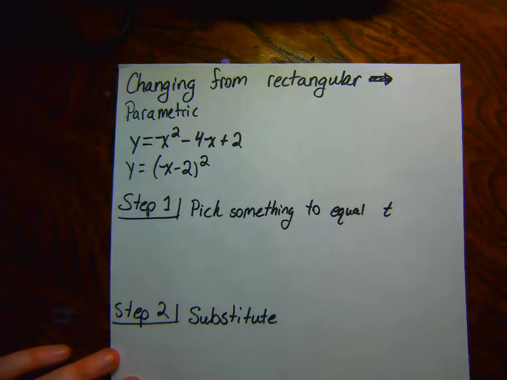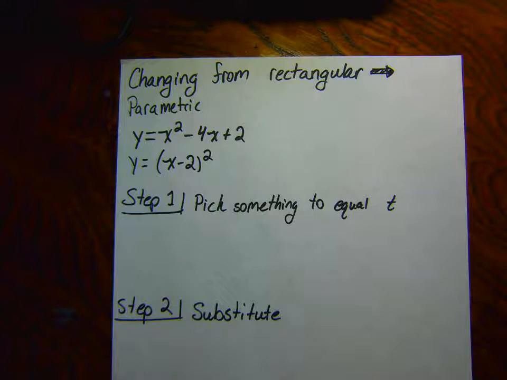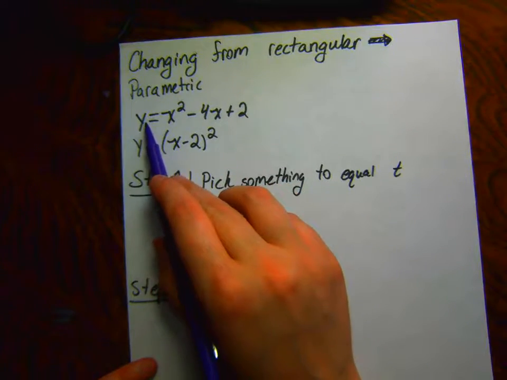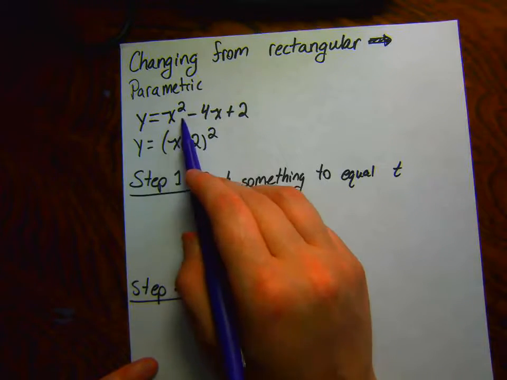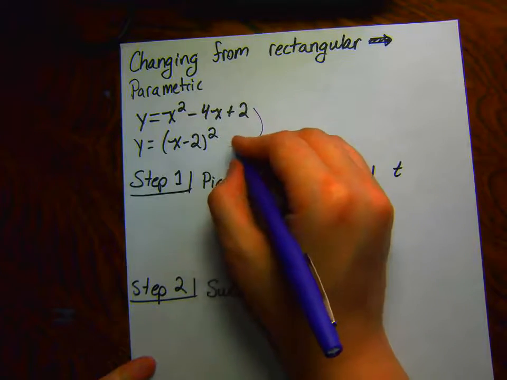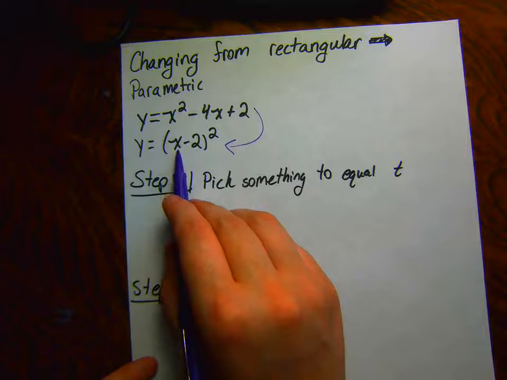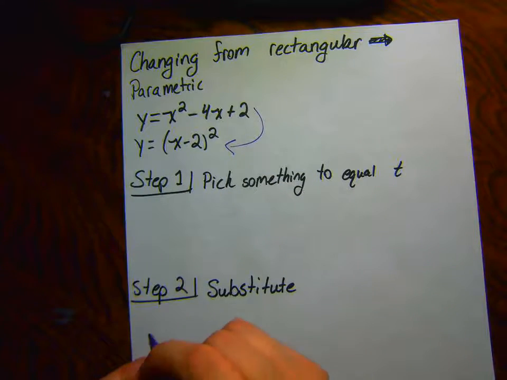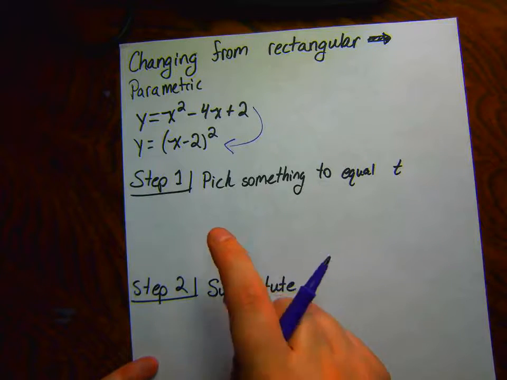Alright, so we've looked at how to change from parametric to rectangular. Let's change from rectangular to parametric. Okay, so let's say I'm given this formula, y equals x squared minus 4x plus 2. Now down here I just rewrote that as x minus 2 squared. These are the same thing. I'm going to show you two different ways to do this.